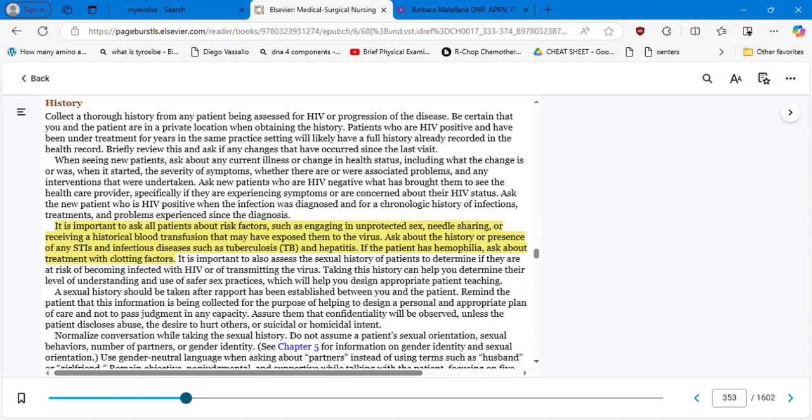So that's important. In the history, it is important to ask all patients about risk factors such as engaging in unprotected sex, needle sharing, or receiving a historical blood transfusion that may have exposed them to the virus, right? Ask about the history or presence of any STI, sexually transmitted infection, and infectious diseases such as tuberculosis and hepatitis, right? If the patient has hemophilia, ask about treatment with clotting factors.